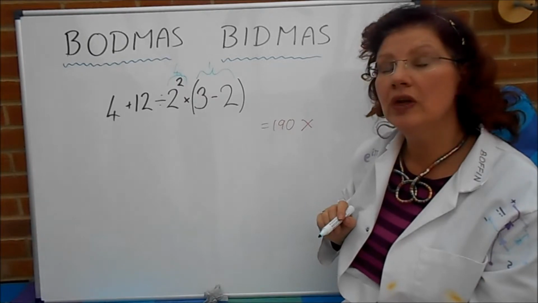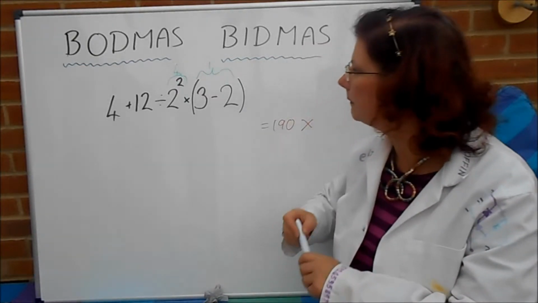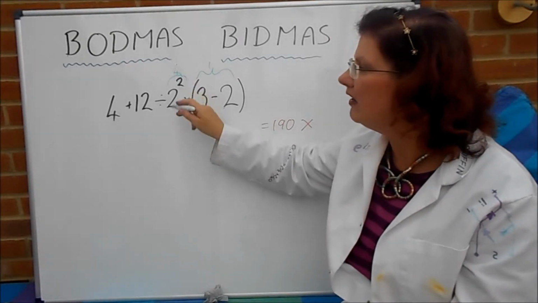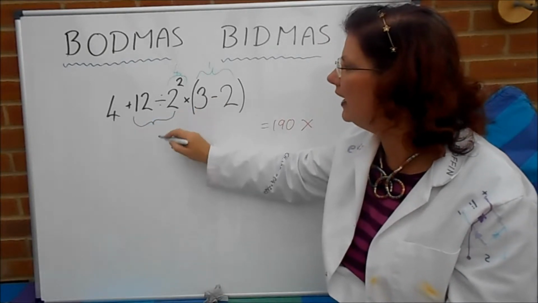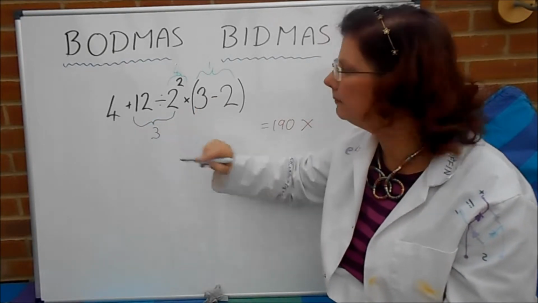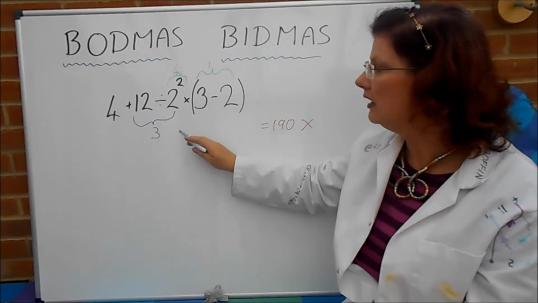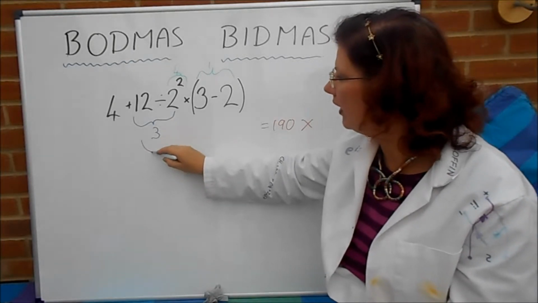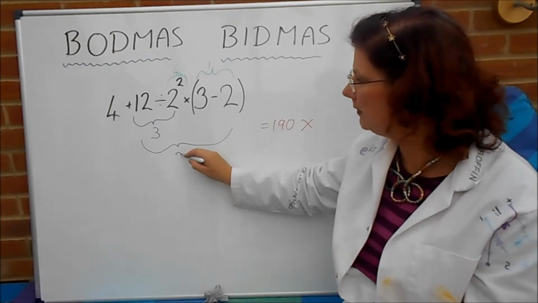Next, we need to do any of the divides. I'm going to change to a different colour because we're going to run out of things here. So we've got a divide. We've got 12 divided by 4. So that whole thing there comes to 3. Then multiplies. We've got a 3 times a 1. So that whole thing there, 3 times the 1, comes to 3.